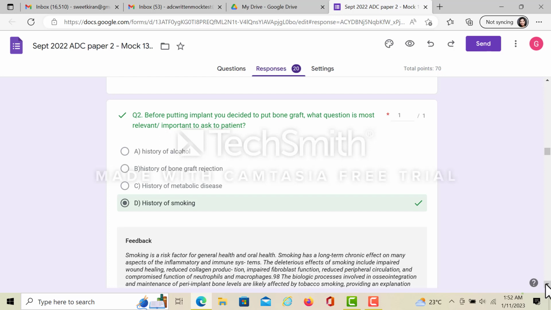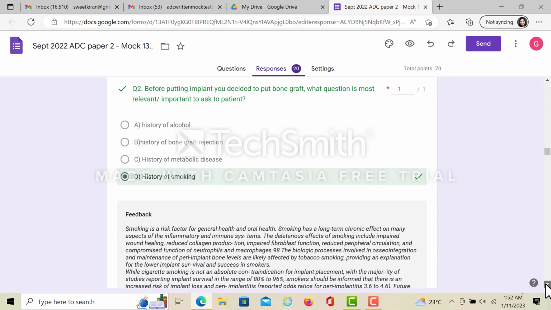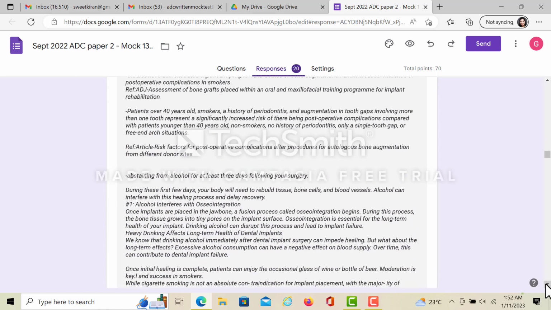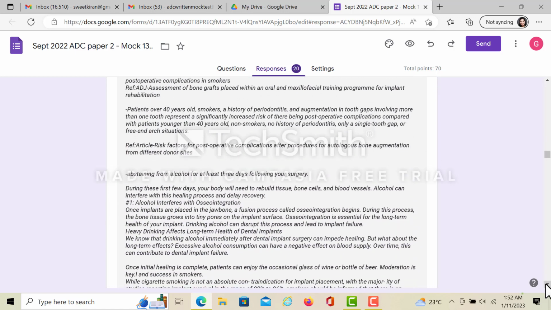But history of smoking, among the given options, is very important. Why? It has not been asked or given in the question. So you need to ask, because if the patient says he's a chronic or continuous smoker, then that's going to complicate your treatment, because smoking is a significant risk factor for failure of implants. Understood? So that becomes my answer of choice, because that is my most relevant question.